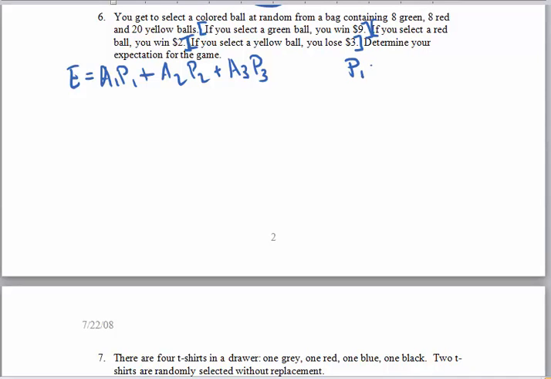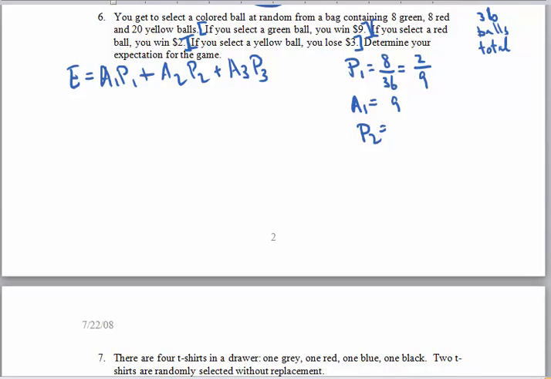P1 is going to be the probability of selecting a green ball, and there's 8 greens out of a total of 36 balls total. So the probability of selecting a green would be 8 out of 36, which would reduce to 2 out of 9. And A1 is the amount that you win if you get a green ball, which would be $9.